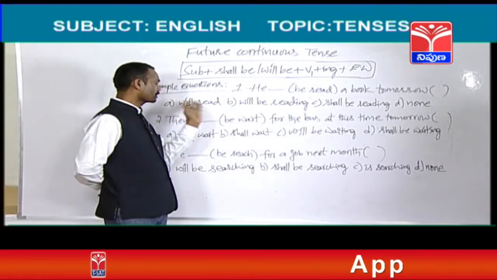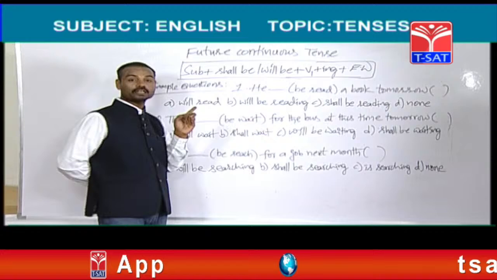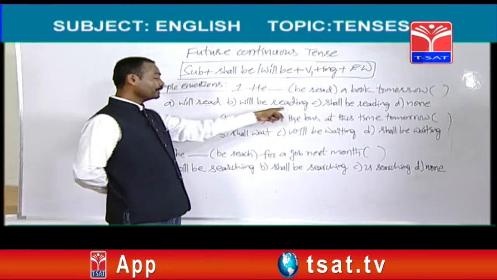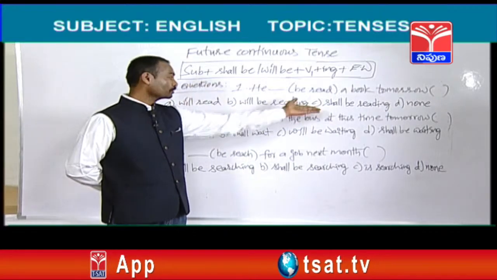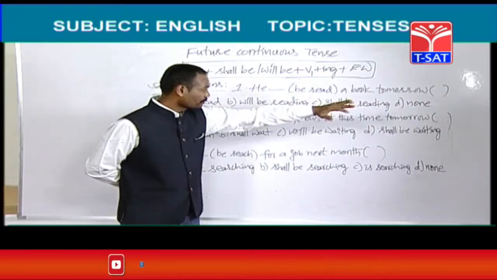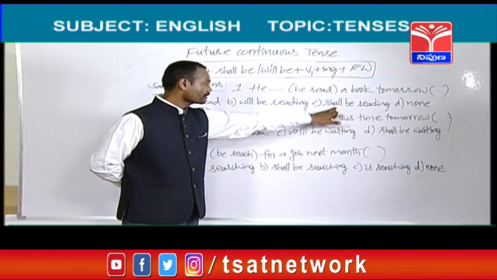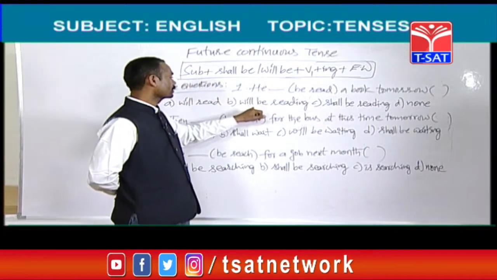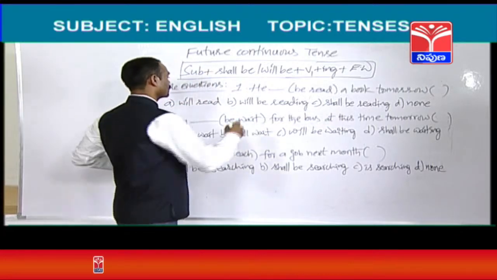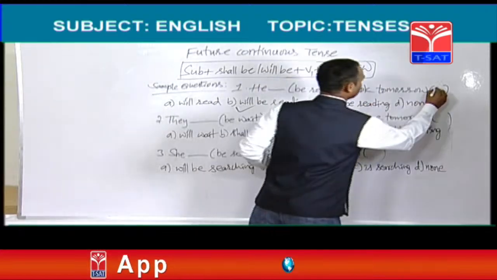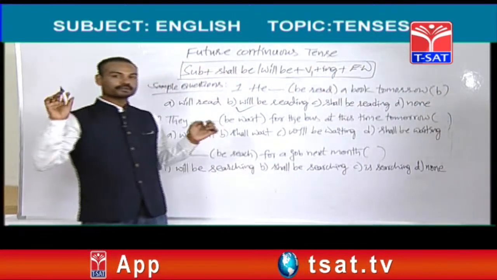The options are: option A, will read, wrong answer. Will be reading, yes, this is the right answer. We don't need to observe other options, right? For example, I and we, that is the answer. So subject is he, will be reading is the answer. So answer is B.